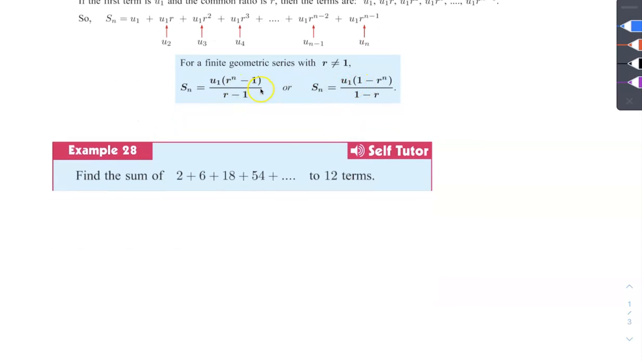It's not like the arithmetic one where there are two kind of different ones, and you need to pick which one's best. These are identical. I'm more comfortable using this one. That's how most books have it. But again, they're identical.